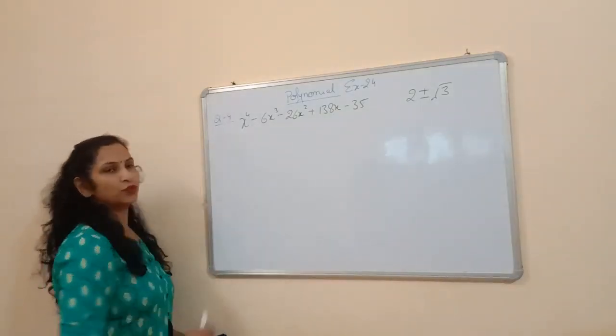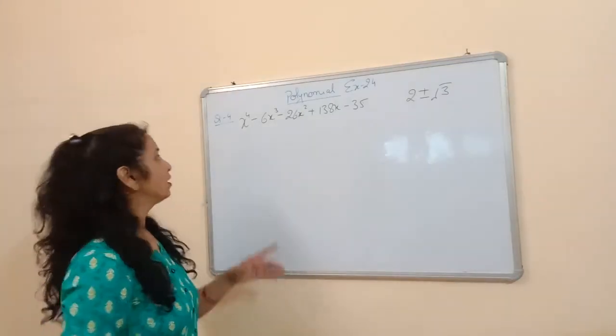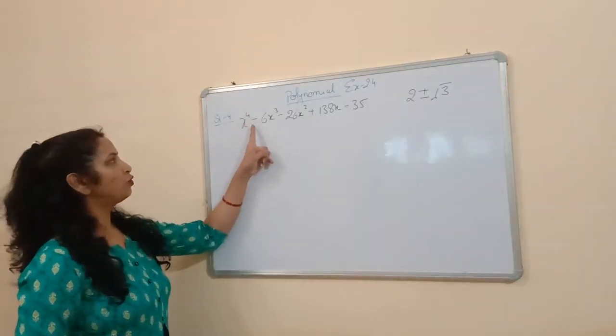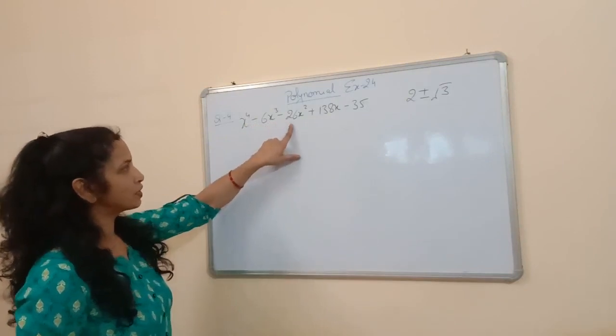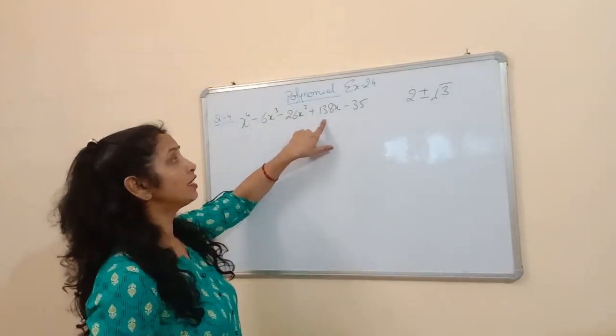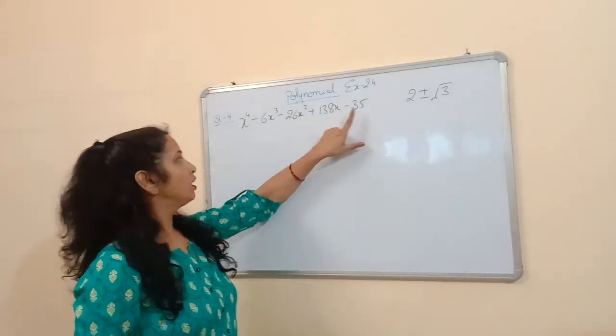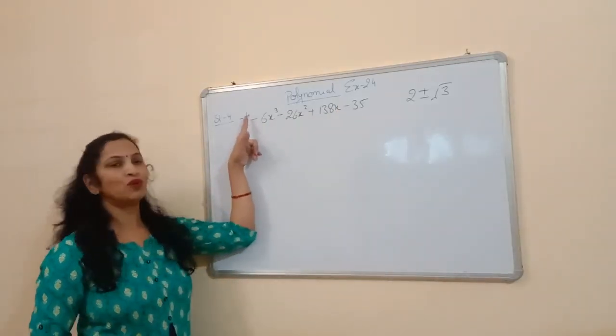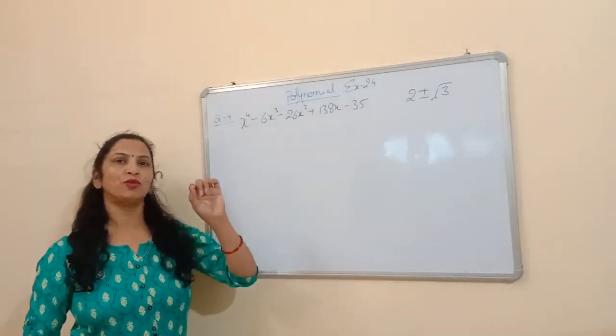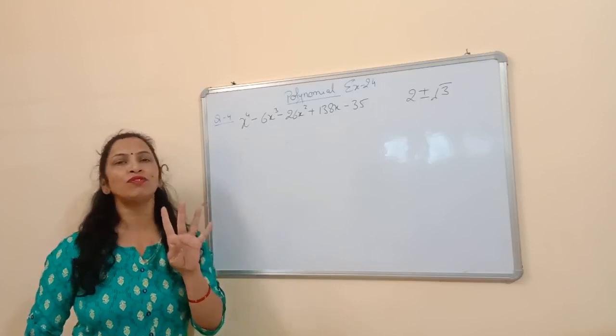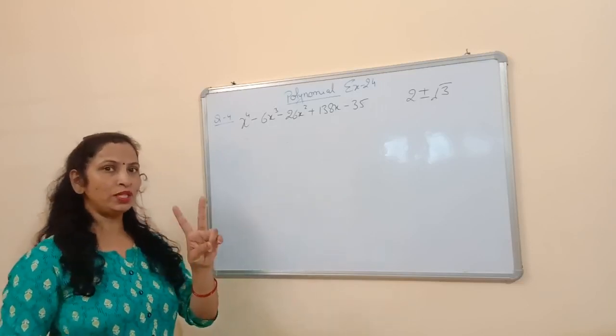This is question number 4, the second last question of the exercise. This is x raised to the power 4 minus 6x cube minus 26x square plus 138x minus 35. Since x raised to the power 4 means this polynomial has 4 zeros. Out of the 4 zeros, we are given only 2 zeros in the question.